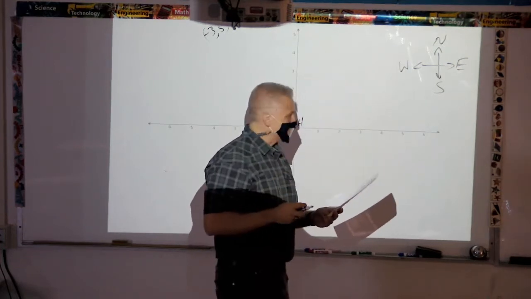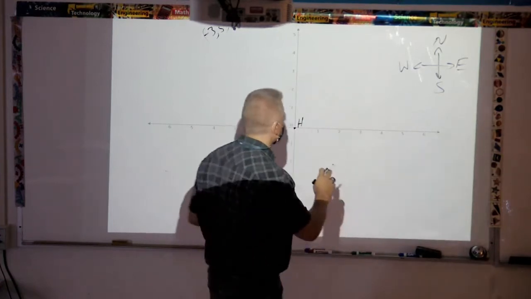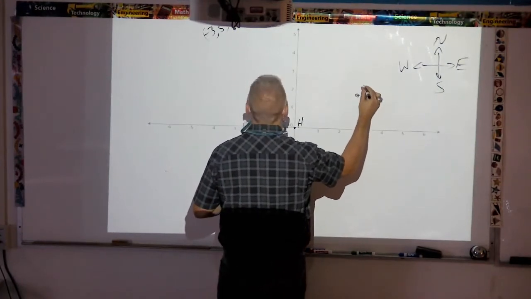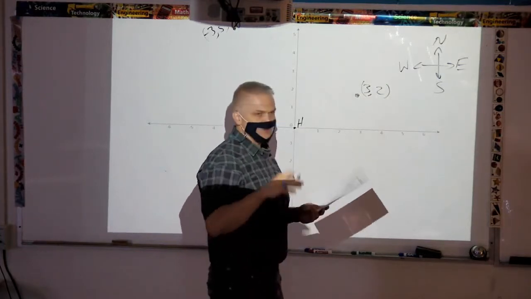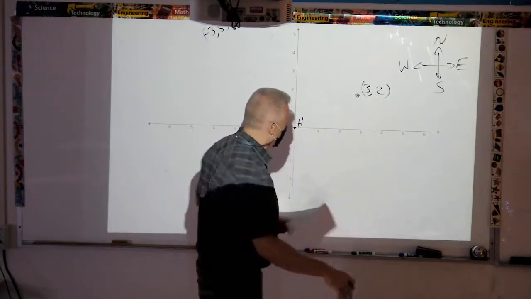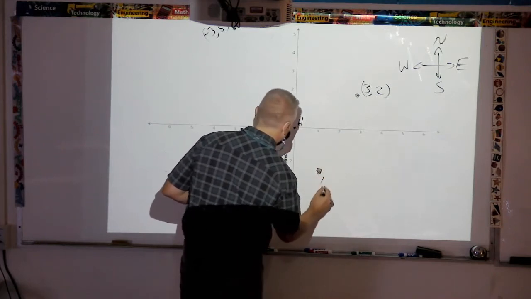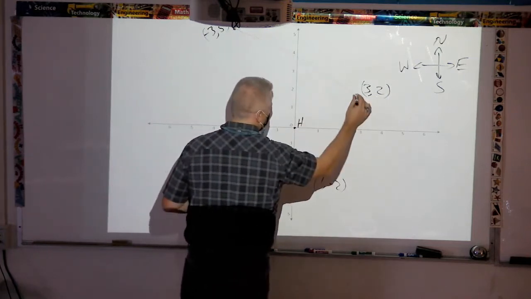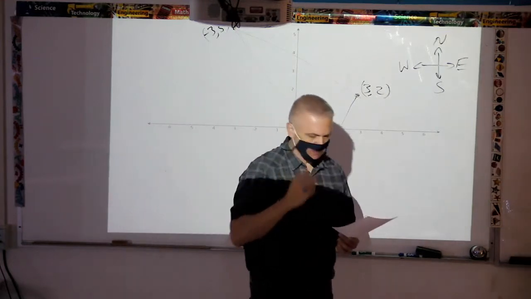So let's say now we're going to go east and north. Okay? 3 units east, and then 2 units north. Okay? And then you go 1 unit east and 2 units south. So 1, 2 units south. And if you connect those dots, you've got a triangular piece of property, whatever.